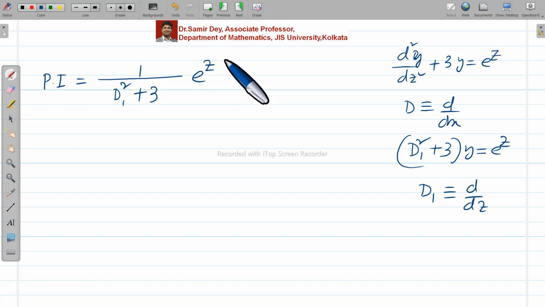Okay. So already you know the PI calculation in case of the exponential function e to the power z. Already you know all d1 should be replaced by the coefficient of z. What is your coefficient of z here? 1. So all d1 should be replaced by 1, provided the denominator part should not be 0. Clear?